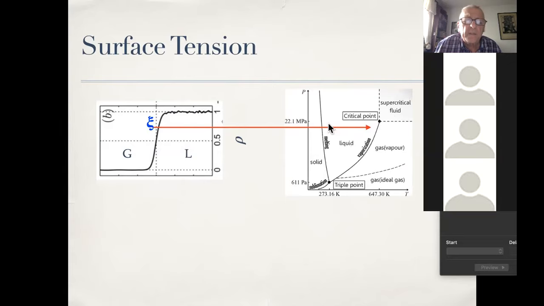At that critical point, the difference of density between gas and liquid disappears. Therefore, that curve must get flattened, which I can describe also by saying that when I am approaching a critical point, this length xi, the thickness of the interface, becomes larger and larger and larger. So I can write two expressions. One is the difference between the density of liquid and density of vapor, which I denote as delta rho, very close to the critical temperature, when the pressure is constant.